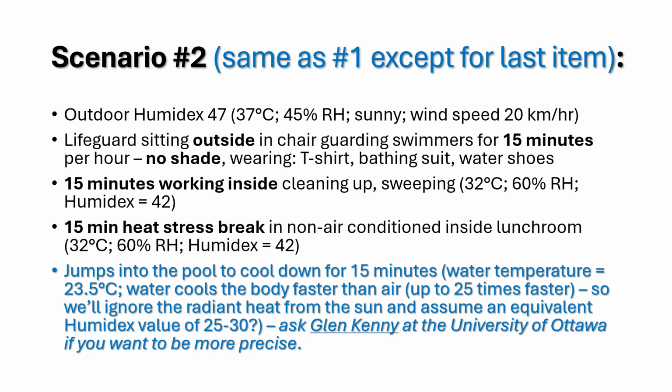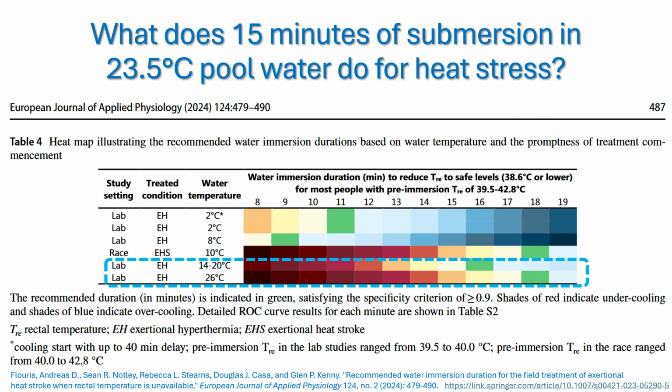So we'll ignore the radiant heat from the sun when they're outside in the pool and assume an equivalent value of Humidex of somewhere between 25 and 30. Now this is a guess, and if you want to know exactly what it should be, I would suggest asking Dr. Glenn Kenny at the University of Ottawa if you want to be more precise about the number. This is from one of his papers, and it explains how we estimated what 15 minutes of submersion in 23.5 degrees pool water would do for heat stress.